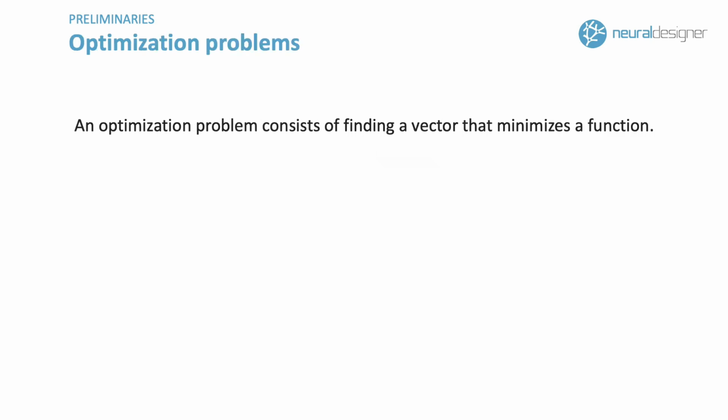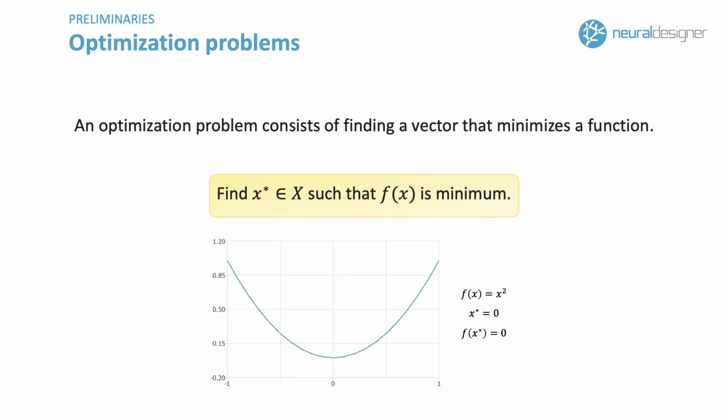An optimization problem consists of finding a vector that minimizes a function. Find x* such that f is minimum. For example, for the function f equals x squared, the minimum is at x equals 0.